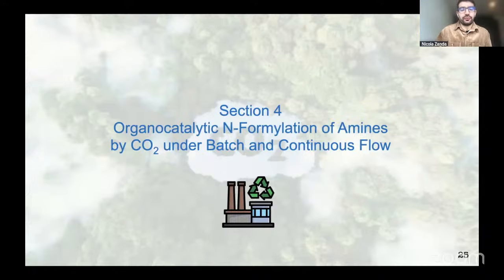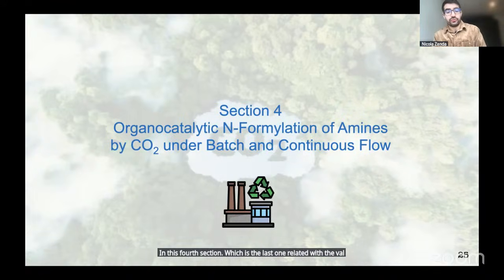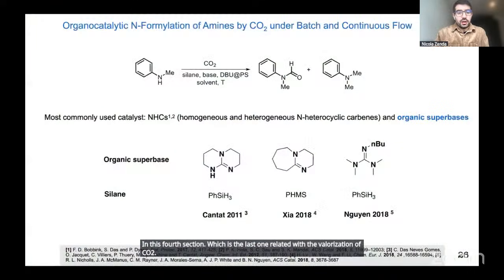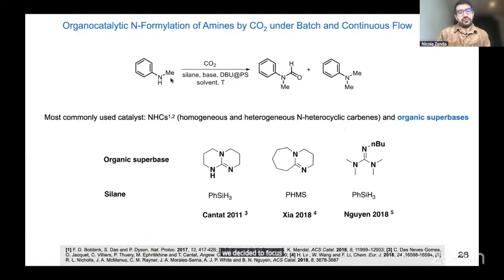In this fourth section, which is the last one related to the valorization of CO2, we decided to focus on the formylation of these anilines and amines in general. There were some examples in the literature that employed NHCs and organic superbases to achieve this transformation, combined with a silane as a reducing agent. And depending on the catalyst, sometimes different silanes were observed.